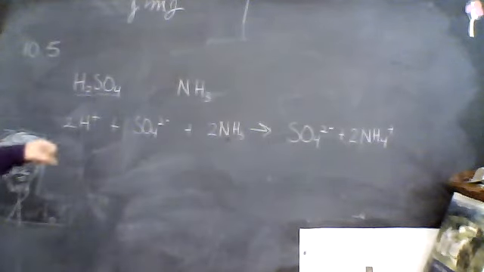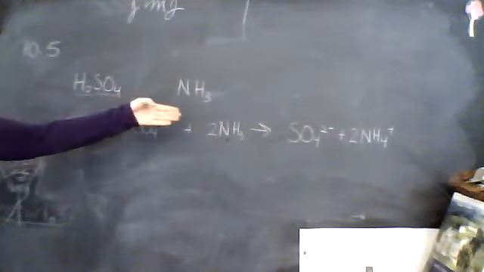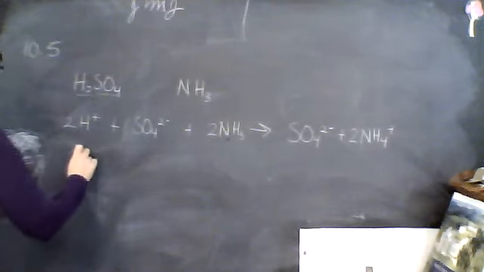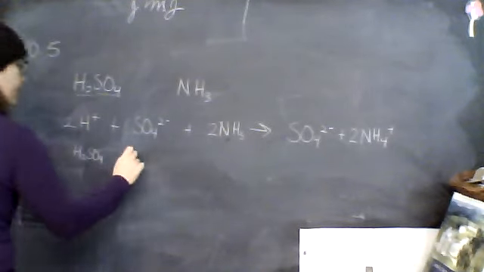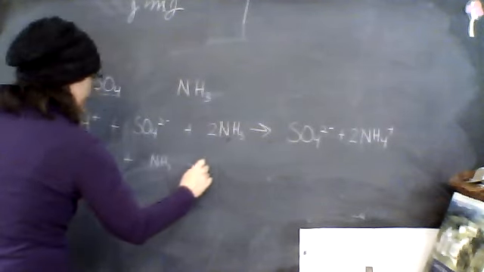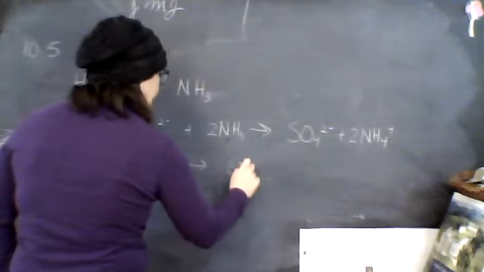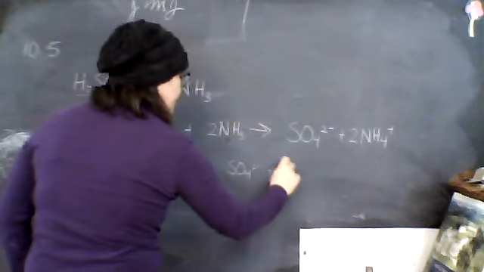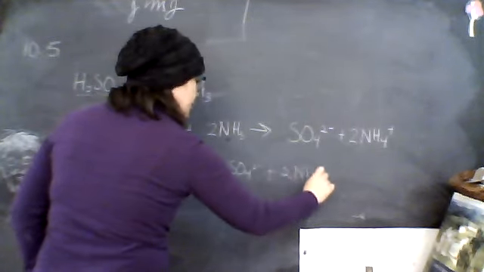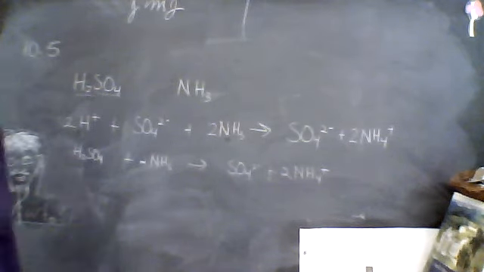So the correct equation that we're going to write down, that's going to have the original reactants, right? So we're going to say H2SO4 plus 2 NH3 yields SO4 2 negative plus 2 NH4 positive. Okay? That's it for 10.5.